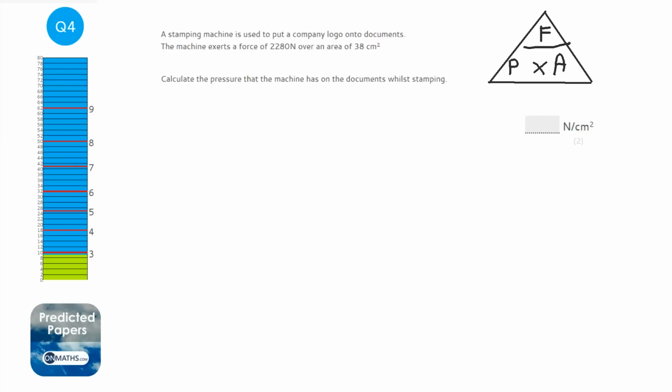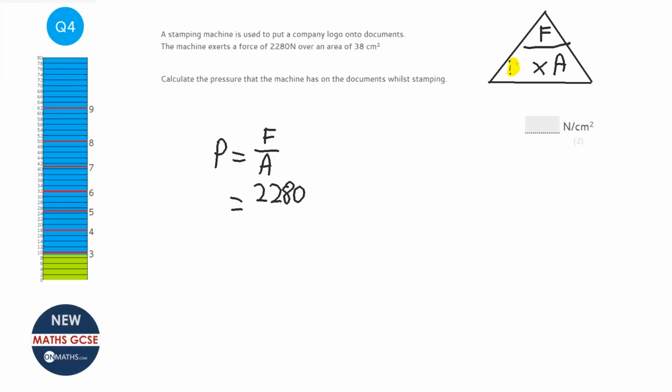So if we're asked to find the pressure, we cover up pressure on the triangle, and it says that it's force divided by area. And it says that the force is 2280 newtons, and the area is 38. So we get our calculator out, 2280 divided by 38, and I get the answer of 60.